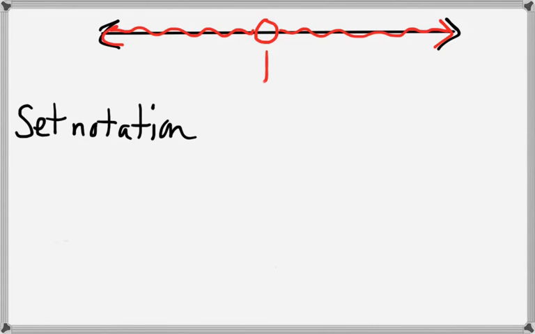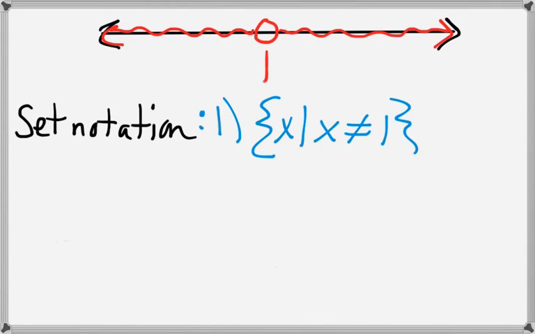There's going to be a few ways to do this one as well. So basically what we have here is we've shaded the entire real number line except for the number 1. So basically it's all real numbers except for the number 1. So that's probably the simplest way to do our set builder notation here. The set of all x such that x is not equal to 1. It's probably the most concise way.